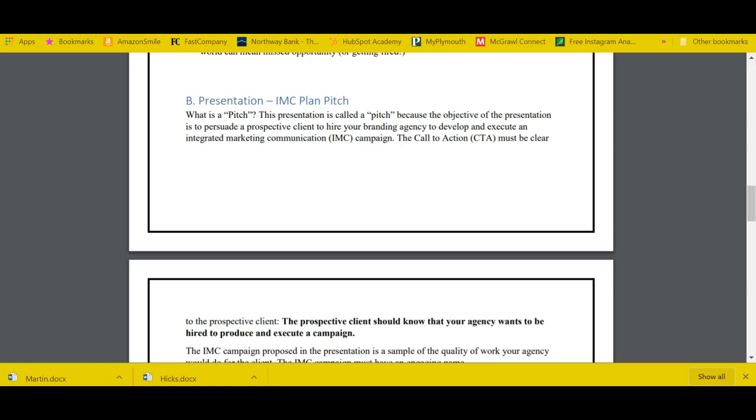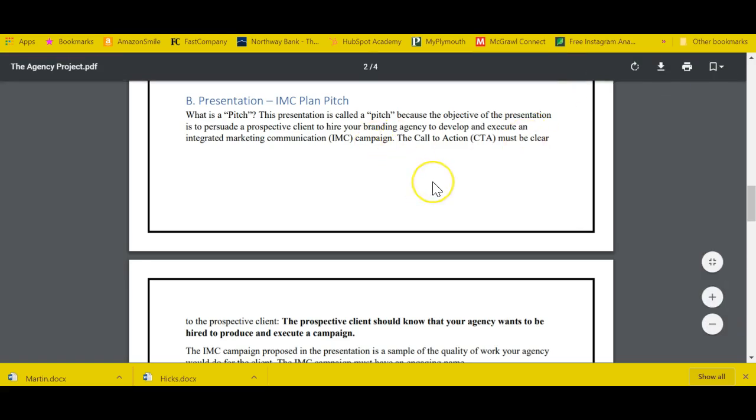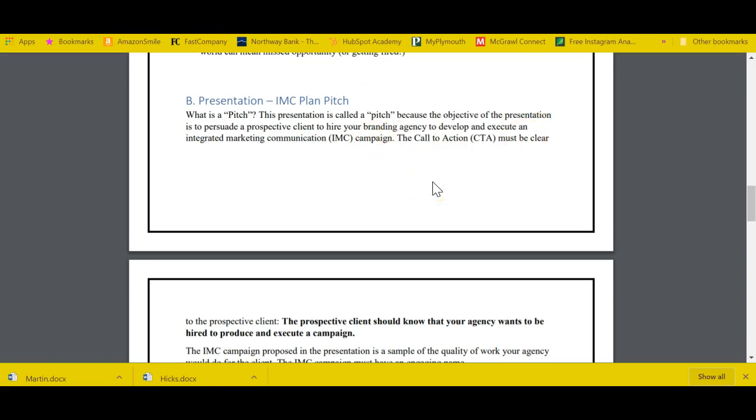Okay, so now let's discuss this second part, which is the IMC plan. The IMC is an integrated marketing communication campaign.